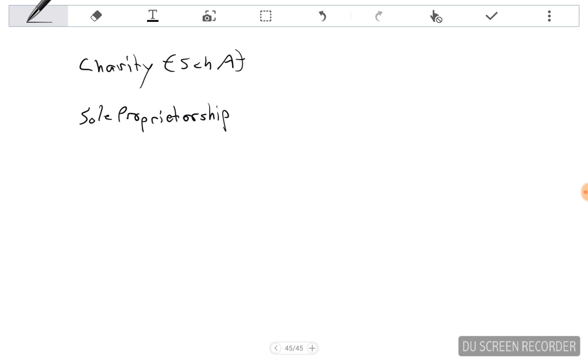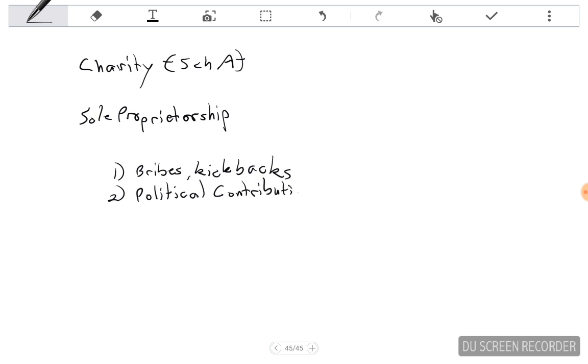Let's talk about some things that don't qualify. So anything that's in general against public policy. In your book, they mention illegal stuff like bribes, kickbacks. Those are corrupt practices, basically. And then political stuff, also not deductible. Anything political, that includes lobbying.